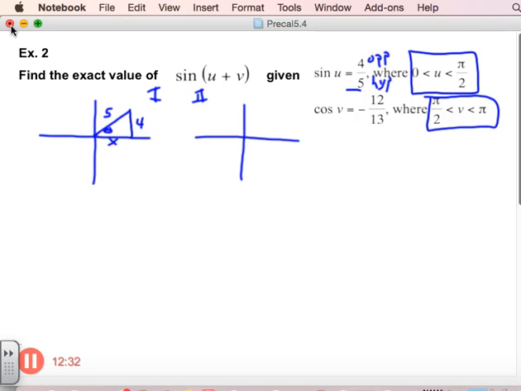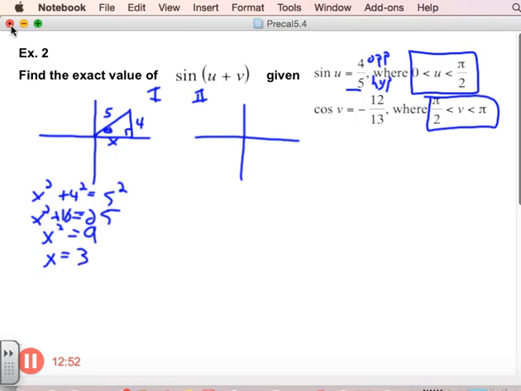And we want to figure out what's the x value right here. So we're going to use the Pythagorean theorem. Of course, this is 90, so 5 is our c. So we're going to say x squared plus 4 squared equals 5 squared. That gives us 16 and 25. And when we subtract 16, we get 9. Take the square root, so x is 3.